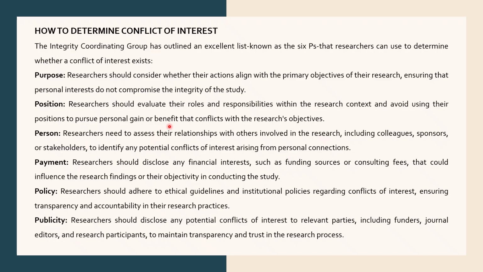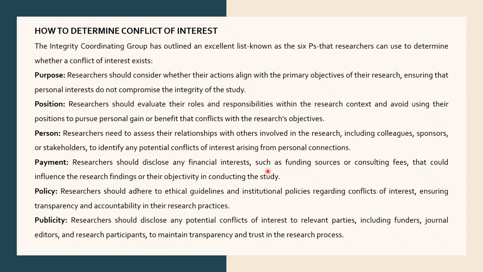Person. Researchers need to assess their relationships with others involved in the research, including colleagues, sponsors or stakeholders, to identify any potential conflicts of interest arising from personal connections. Next is payment.